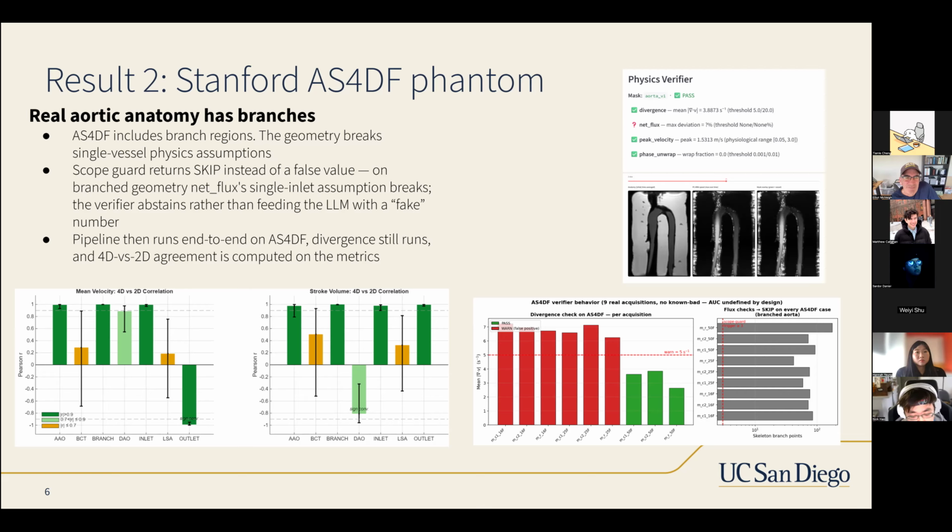On the left chart is the 4D flow from our pipeline compared with the 2D data provided in their repo. The mean flow paths have a correlation above 0.99. The only exceptions are the BCT and the LSA, which are weak vessels, which might be due to the 2D resolution limitation.